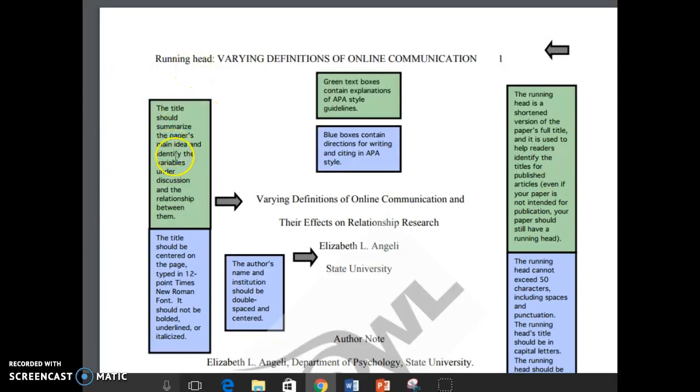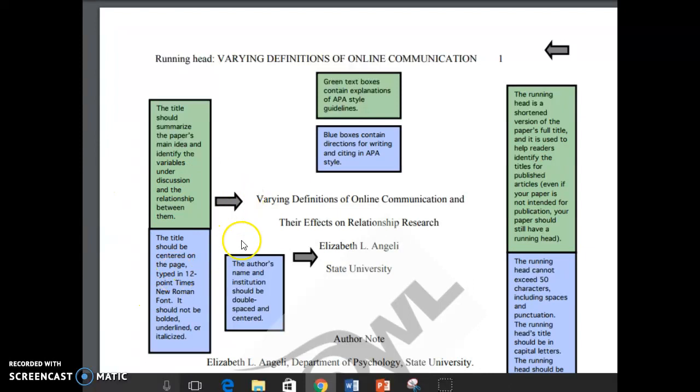So it starts off with a green box over here. The title should summarize your paper's main idea and identify the variables under discussion and the relationship between them. Now for most of ours we won't have variables, but your title should be longer than just merely Assignment 1 Professional Topic.